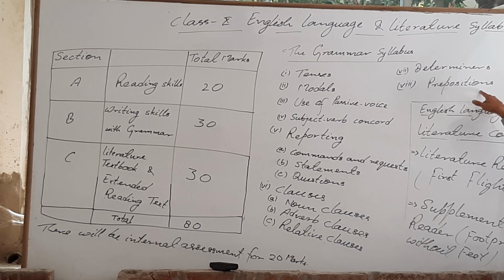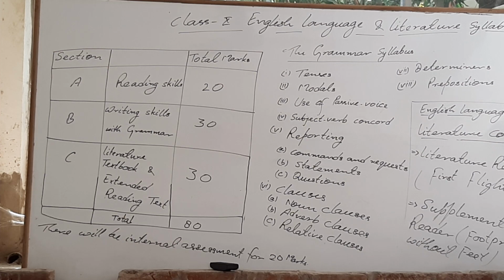8 number prepositions. When we talk about the English language and literature course, you have been prescribed the main book for your class 10th, literature reader, First Flight. We have to study our literature reader through this book, which is named First Flight, and a supplementary reader. The name of this book is Footprints Without Feet.